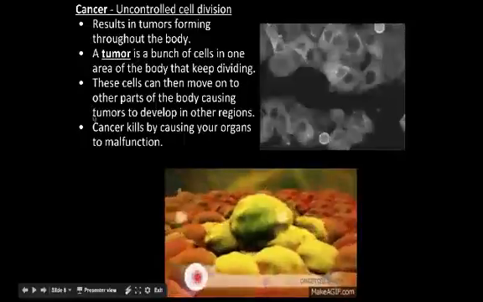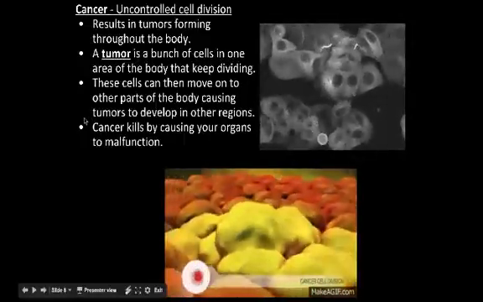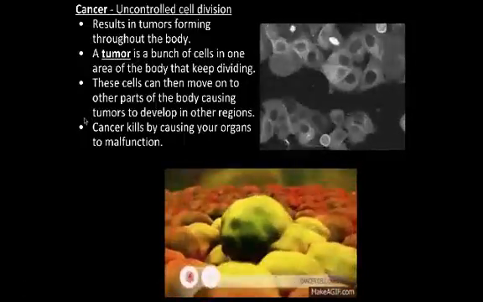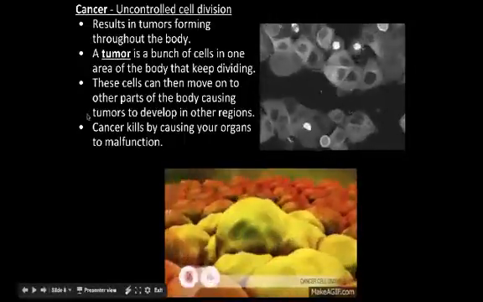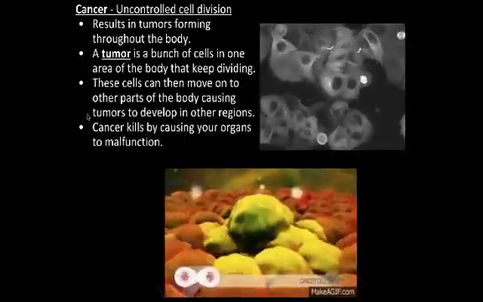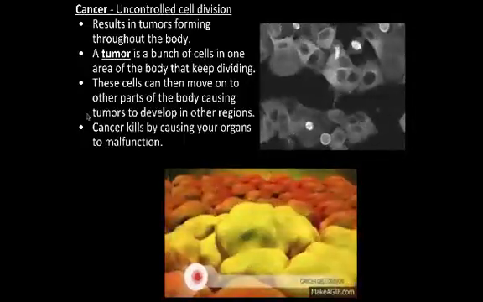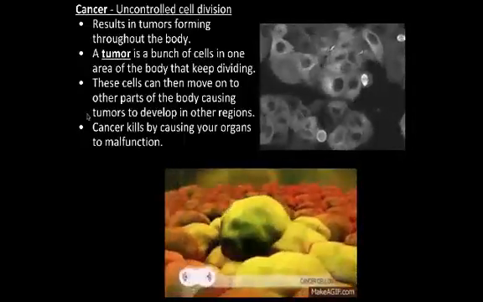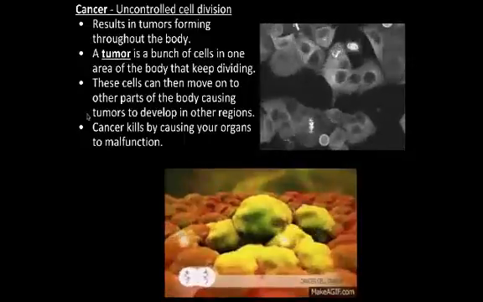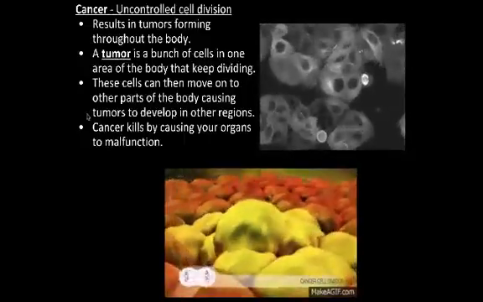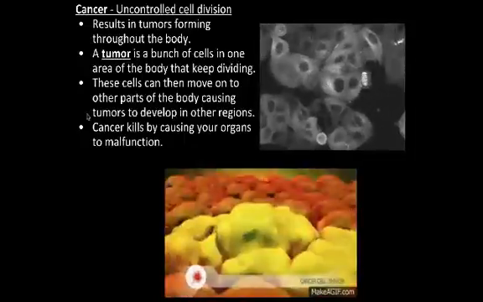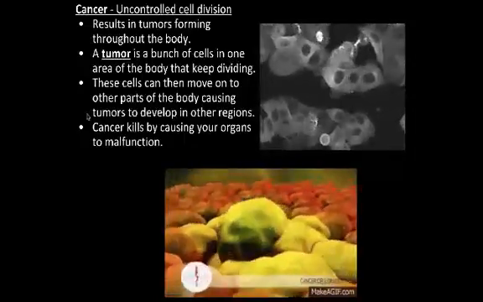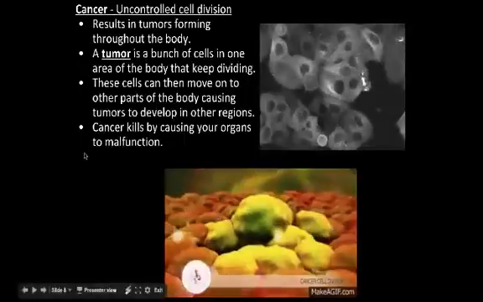The next thing we really need to address is how the cell cycle can relate to cancer. Cancer is uncontrolled cell division. This results in tumors forming throughout the body. The tumor is basically a bunch of cells in one area that keep dividing. These cells can also move on through other parts of the body, causing tumors to develop in other regions. So cancer starts off in one area, and then it obviously has the ability to spread.